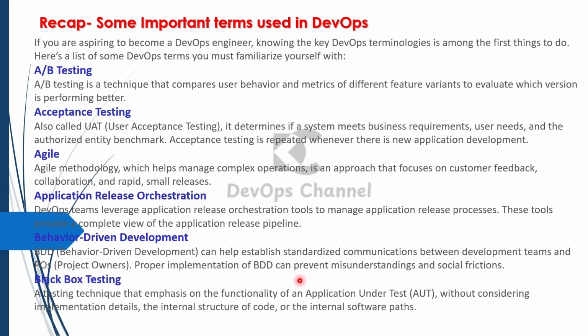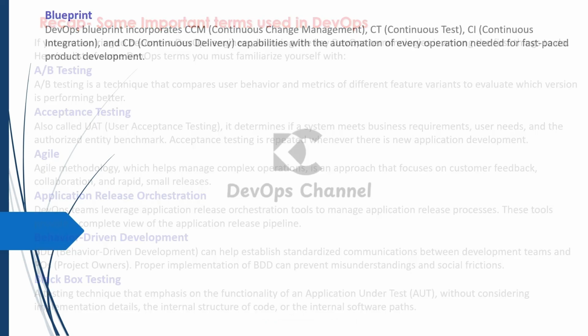Next one is black box testing. So this is a testing technique that emphasizes the functionality of an application under test, AUT, without considering implementation details, the internal structure of the code, or the internal software paths. Let's move ahead.